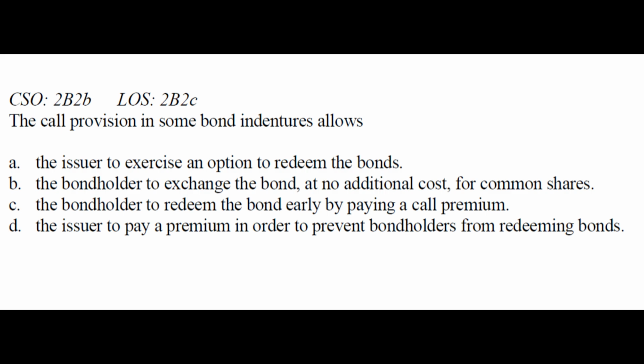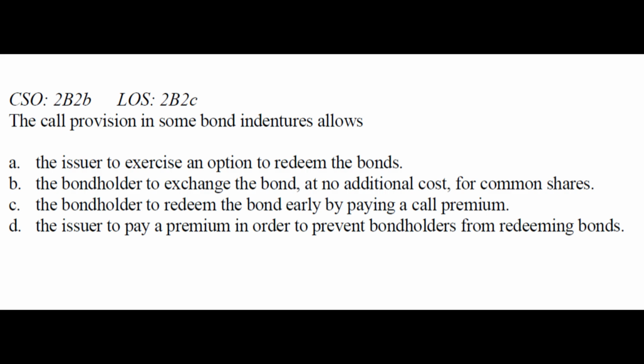C. The bondholder to redeem the bond early by paying a call premium. Incorrect. The issuer initiates the call, and if a premium is paid, it is paid by the issuer to the bondholder, not the reverse. D. The issuer to pay a premium in order to prevent bondholders from redeeming bonds. Incorrect. Bondholders generally cannot redeem callable bonds at their discretion. This statement misinterprets the purpose of a call provision.